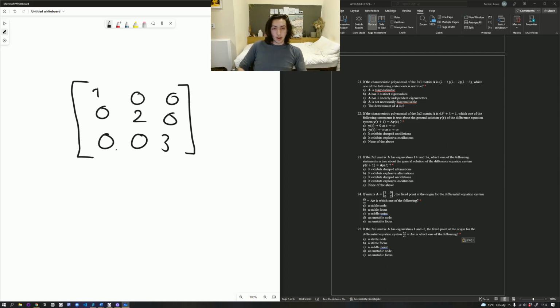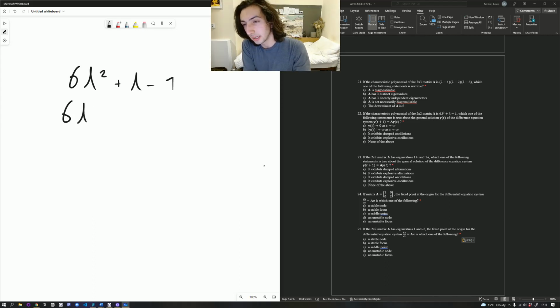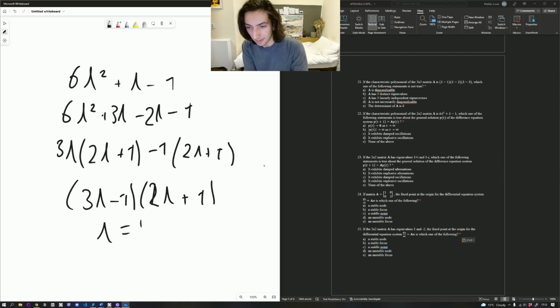Alright, the characteristic polynomial of the 2 by 2 matrix is that. Which of the following statements is true about the general solution? Now, I'll show you this here. Let's first of all find those eigenvalues. For this, you would get something like that. Then taking out the 3 lambda, you get just that. So you would end up getting 3 lambda minus 1, 2 lambda plus 1, and this gives you the values of lambda of a third, and negative a half.